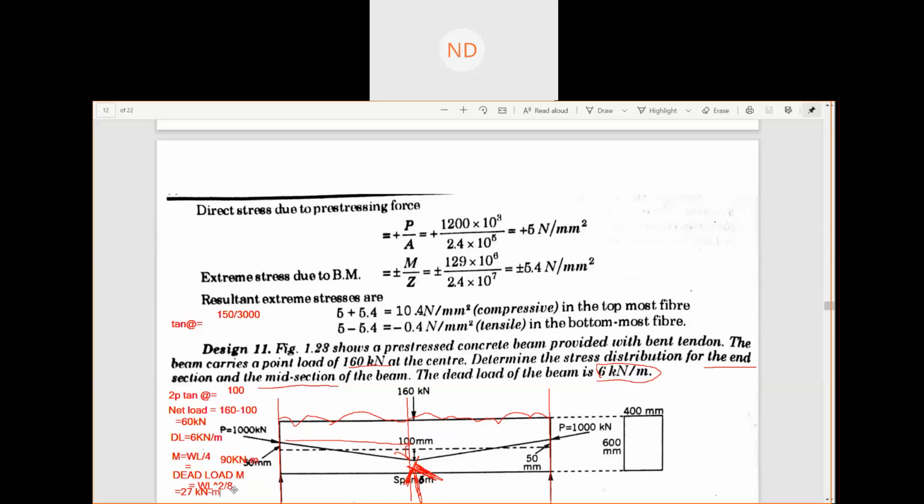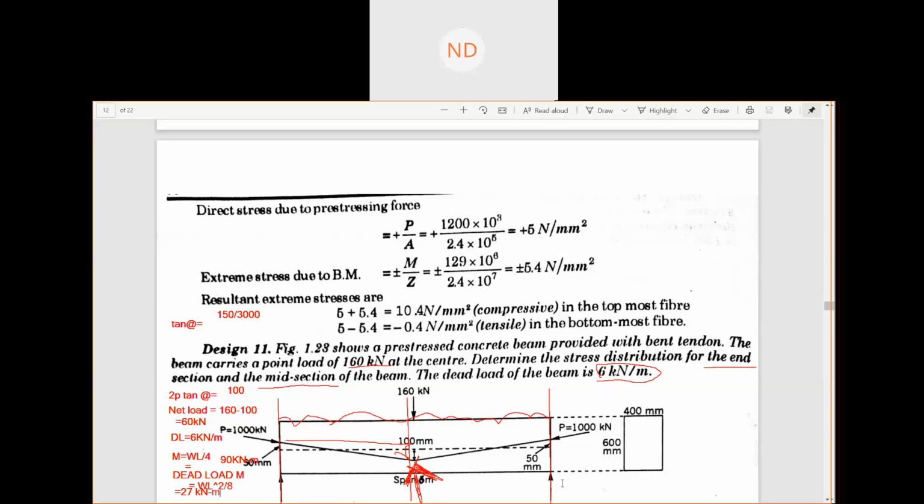So once we know the loads, we can find out the moments. Now the total moment will be 90 plus 27. So this is our final total moment, dead load plus point load moment. Now, in this question, you are asked to find the distribution of stresses for the end section. So what will be the stresses present at these end sections?